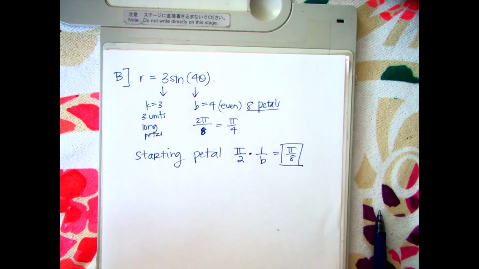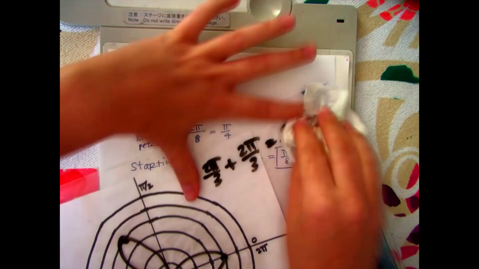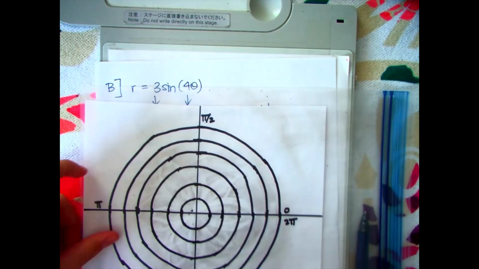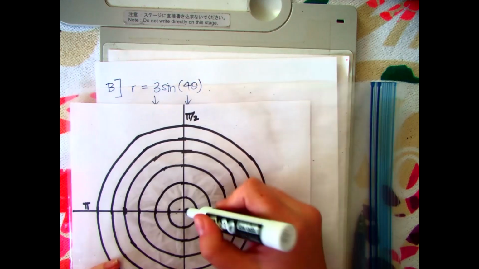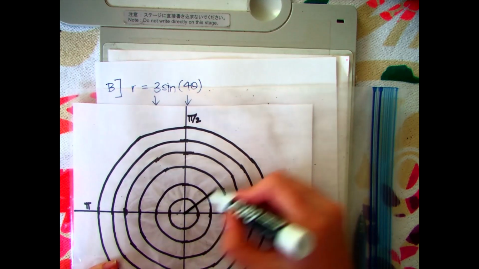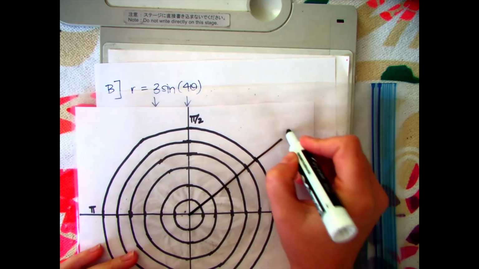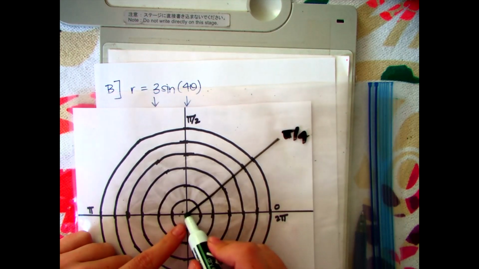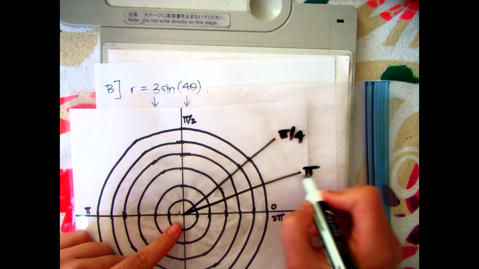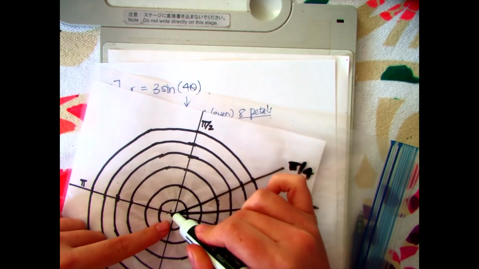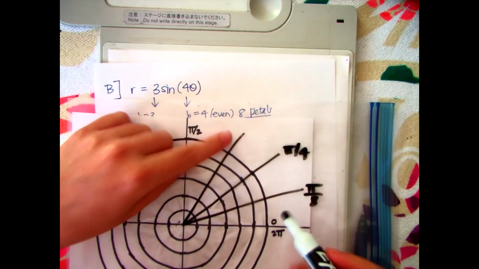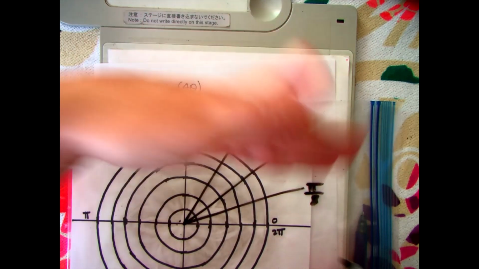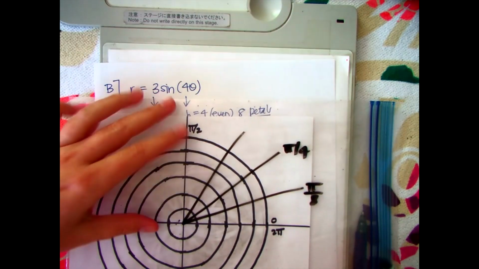So let me show y'all what I mean by that. Pi over 8 is 1/2 of pi over 4. So if this is pi over 4, pi over 8 is smack dab in the middle. So half of 45 degrees is going to be 22.5, or the pi over 8.